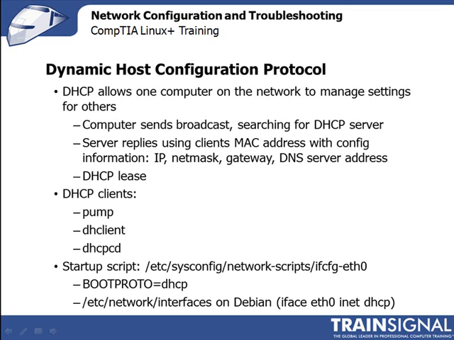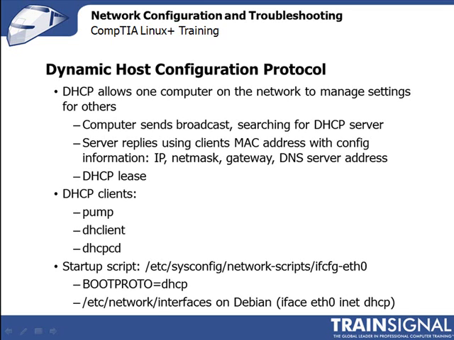The server takes an open IP address and assigns it to the host for a set period of time. This is known as a DHCP lease. And when the lease expires, or when the system shuts down, the IP address is released so that it can be reassigned when needed. Now there are three popular DHCP clients, and they include Pump, dhclient, and dhcpcd. And the client, of course, should be run at startup.